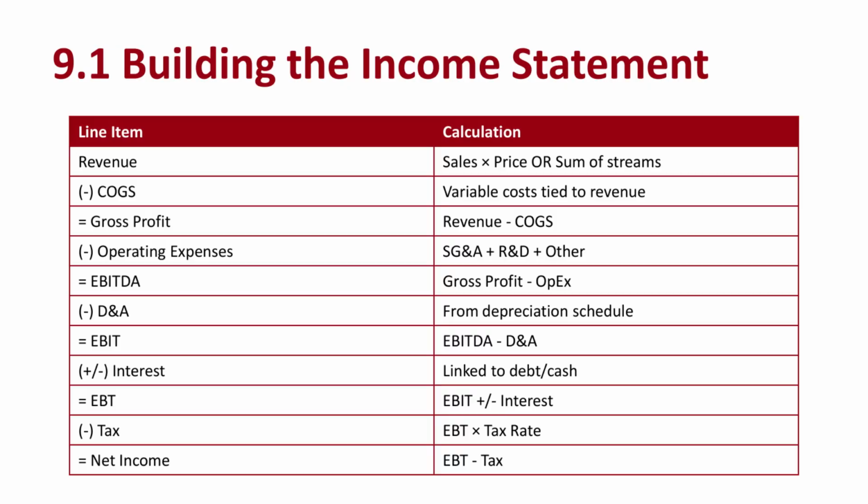To build the income statement, we start with revenue, then subtract COGS to find gross profit. From there, we deduct operating expenses to reach EBITDA. We must also account for non-cash items like depreciation and amortization to find our EBIT, and finally, adjust for interest and taxes to arrive at net income.